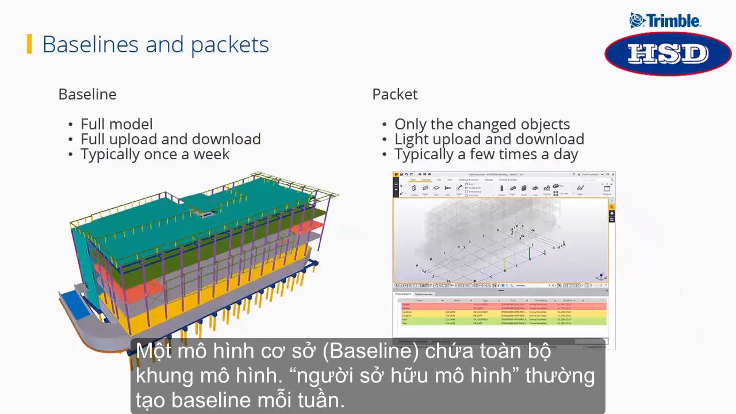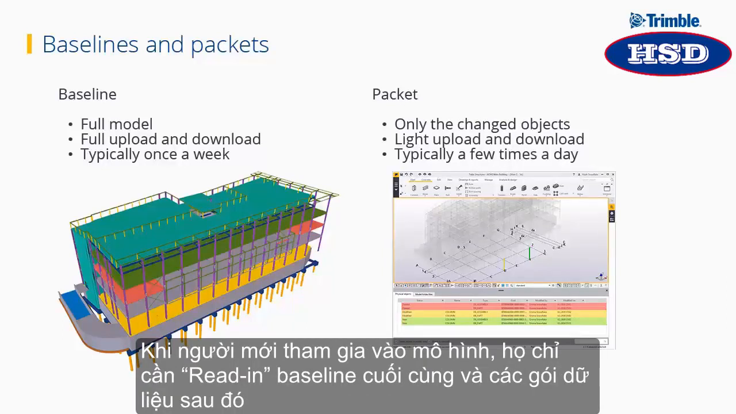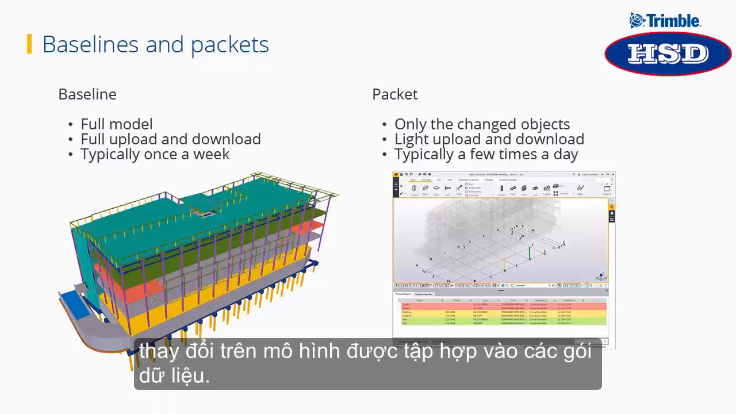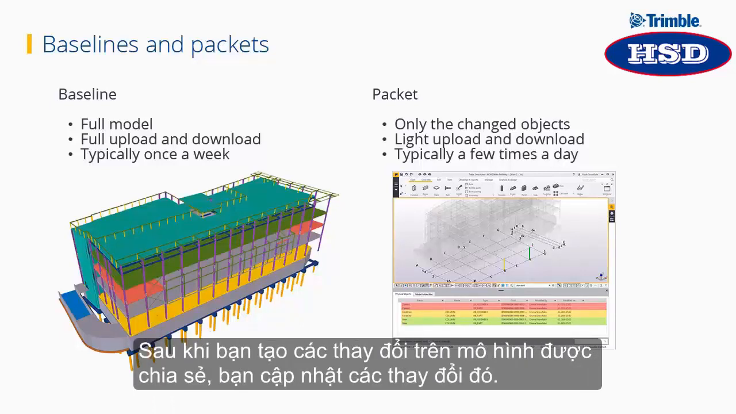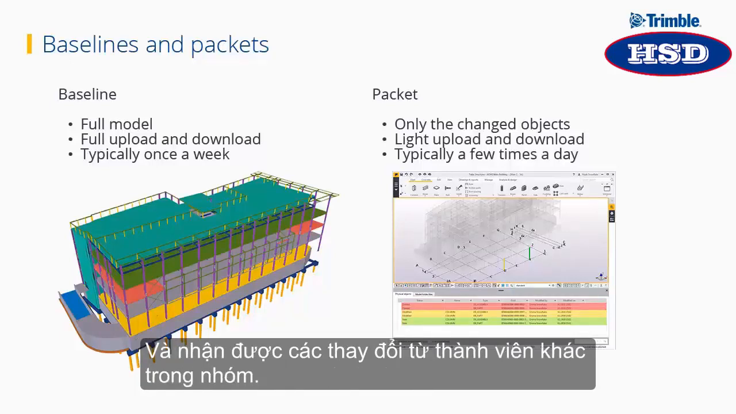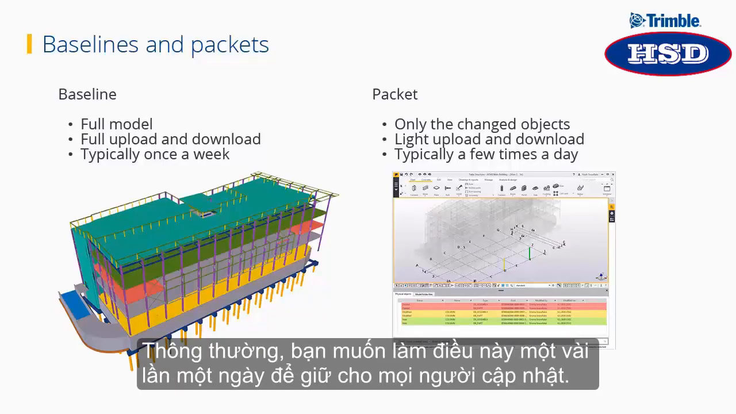A baseline contains the entire model. The model owner typically creates the baseline once a week. When new users join the model, they only need to read in the latest baseline and then the packets after that. Model changes are collected to packets. The packets are light and very fast to download and upload. After you make changes to a shared model, you submit your changes for others, and receive the changes they have made. Typically, you want to do this a couple of times a day to keep everyone up to date.